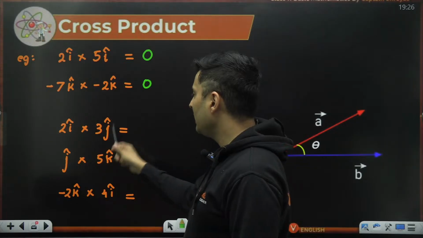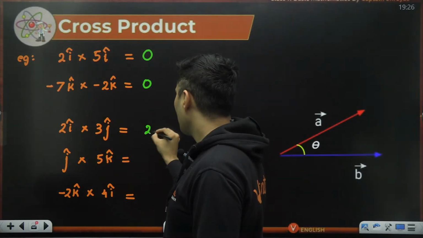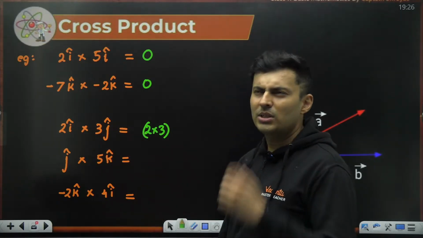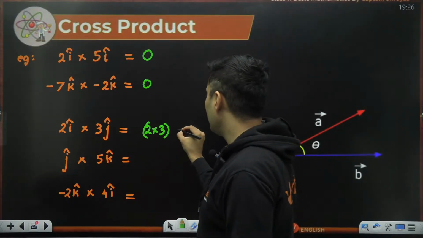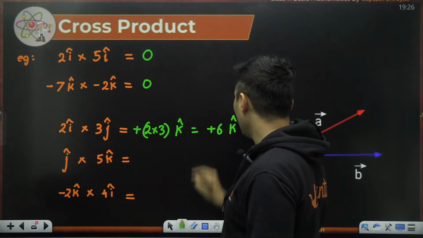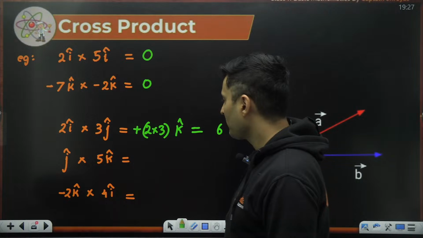Let's do this. i into j. First of all, let's think simple numbers, 2 into 3. That is one thing. And i into j means i, j, k, so positive k. It will be nothing but positive k cap. So hence it will be plus 6 k cap, or I can just put 6 k cap. It is one and the same thing. 6 k cap should be the answer.